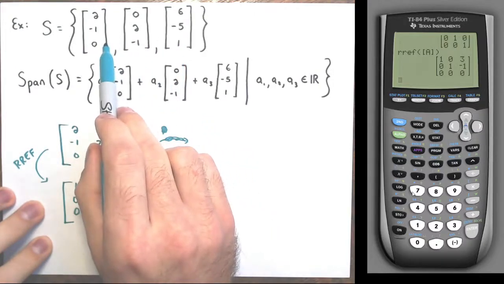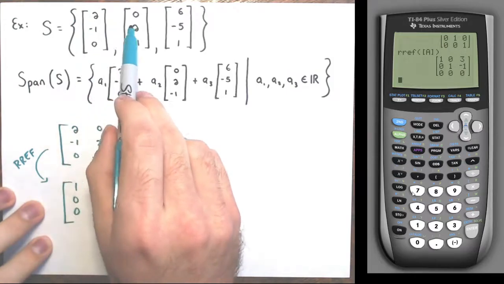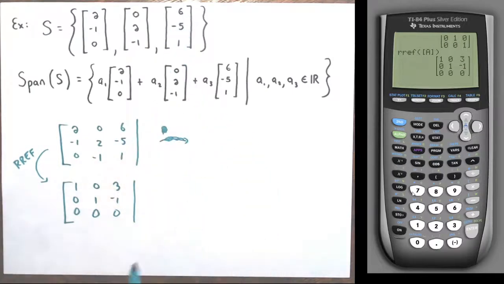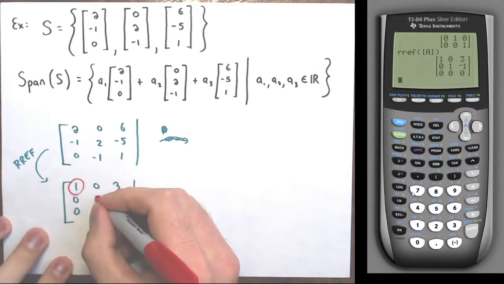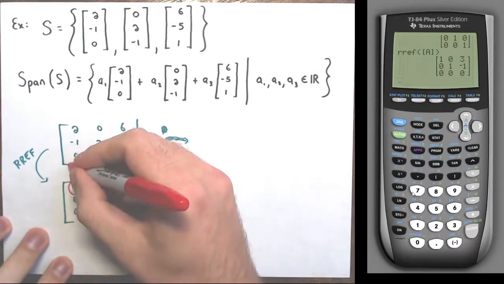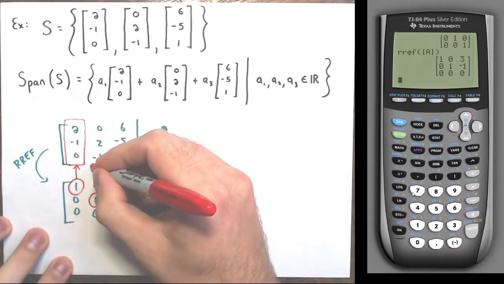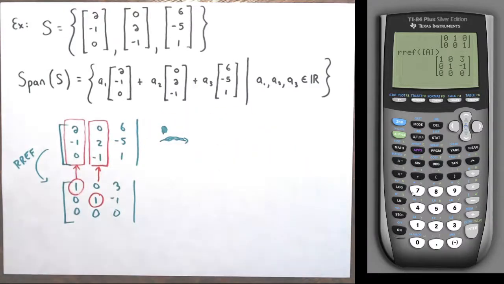And really you can see that if I take 3 of the first vector and then subtract the second vector, I would get the third vector. So the third vector is not necessary, but the first two are, right? The first two columns are pivot columns, have one of these leading ones in it. So this vector, 2, negative 1, 0, and this vector, 0, 2, negative 1, those would form an independent set that would be a basis for the span of S.